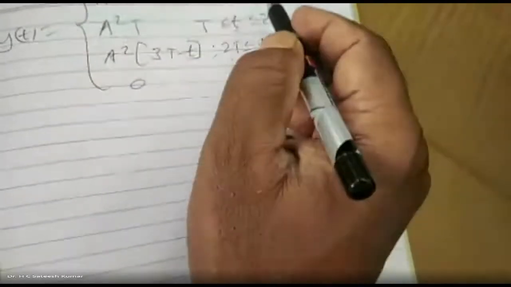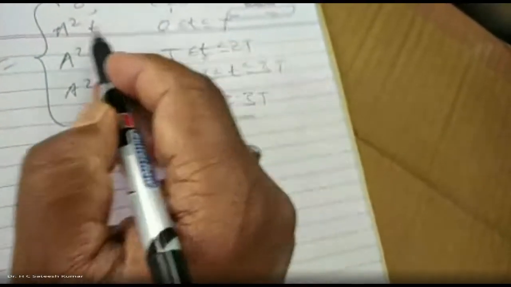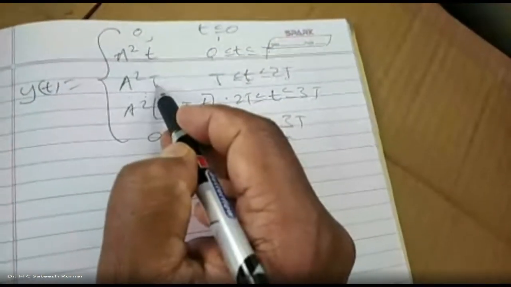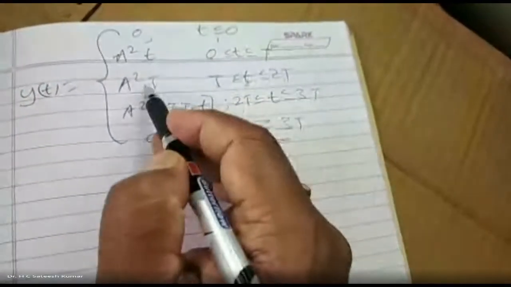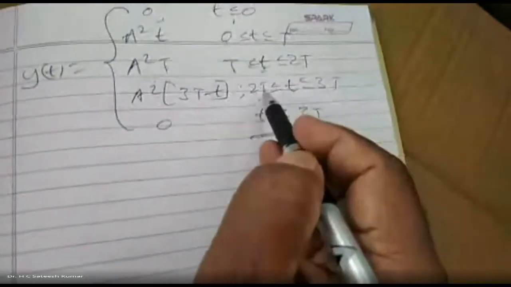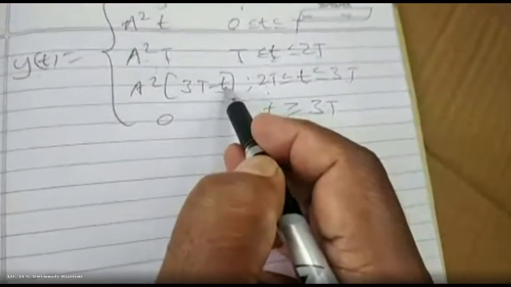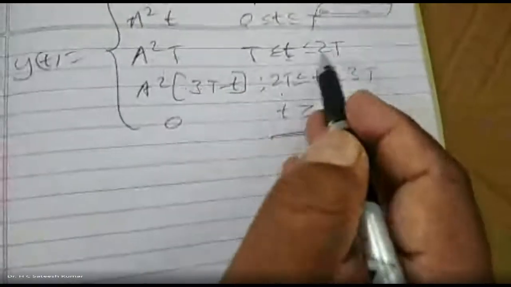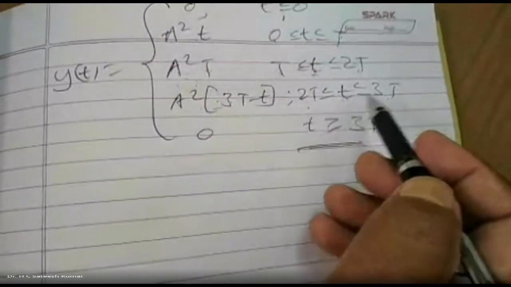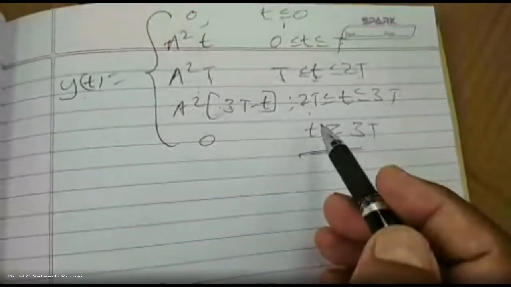Next, therefore, you see that at t equal to capital T, you will get A squared capital T. At t equal to 2T, 3T minus 2T is capital T only, A squared T. So for this and this you will get the same answer. Okay, at t equal to 3T, 3T minus 3T is 0, you will get 0. That's how you should verify it.